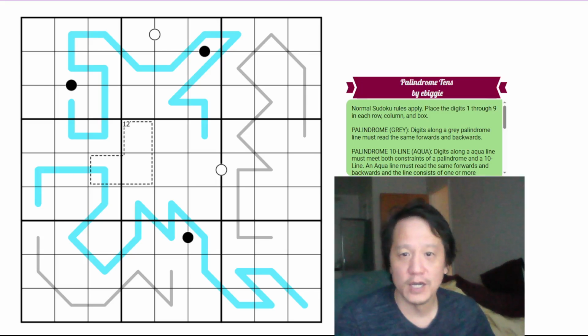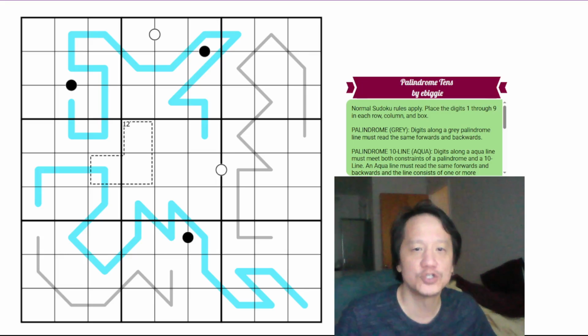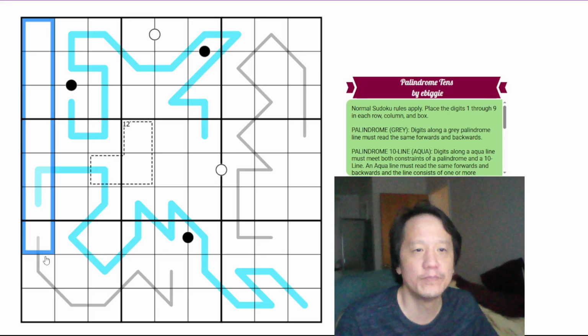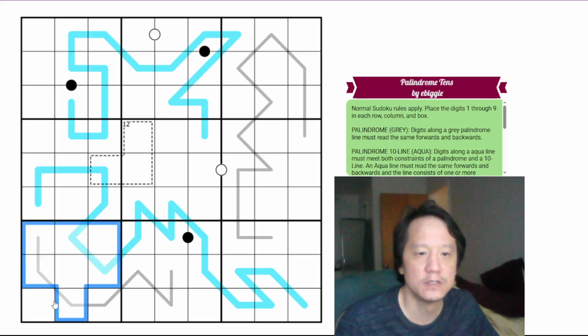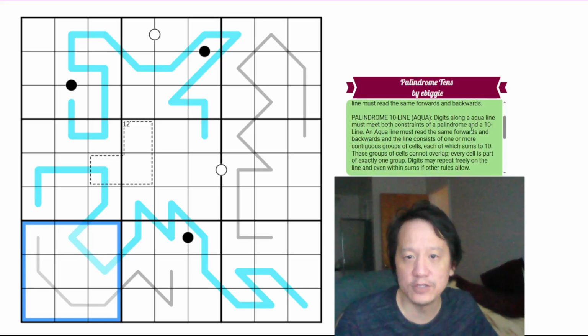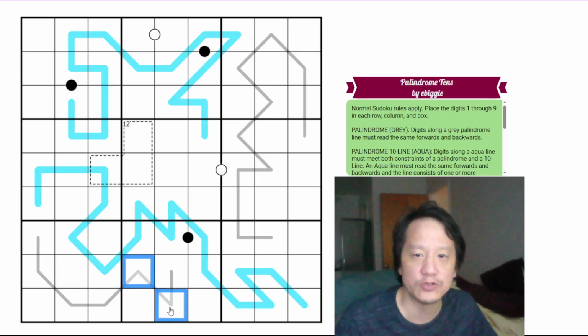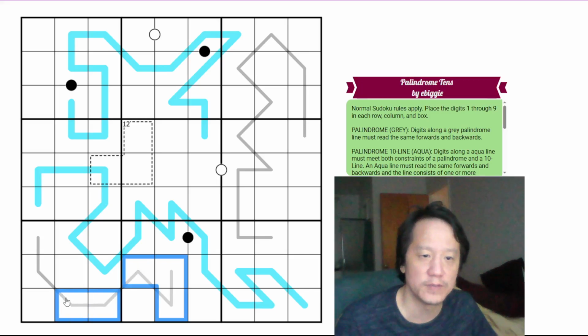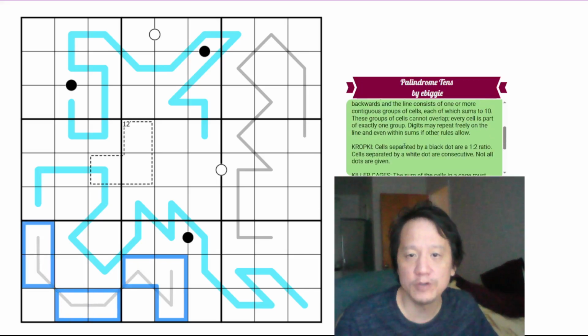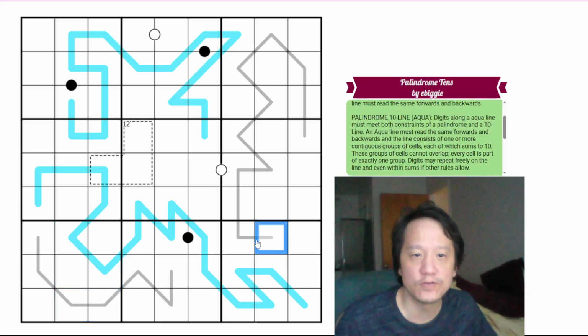Here are the rules. Normal Sudoku rules apply. Place the digits 1 through 9 in each row, column, and box. We also have palindrome lines, which are the gray lines, and digits along a gray palindrome line must read the same forward as they do backwards. So, for example, this must read the same going this way as it does going this way. And that's for all the gray lines.